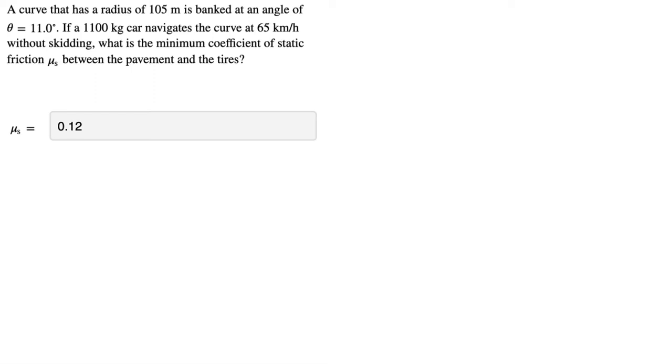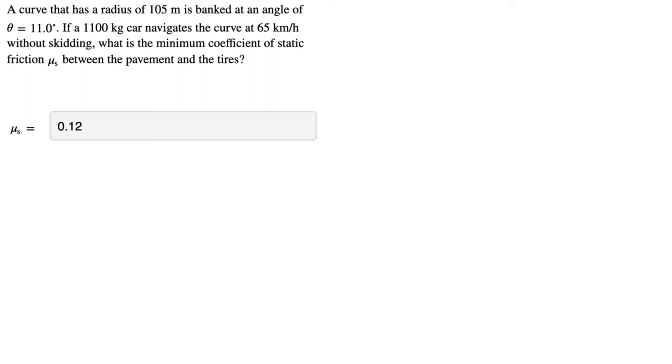A curve that has a radius of 105 meters is banked at an angle of theta equals 11.0 degrees. If an 1100 kilogram car navigates the curve at 65 kilometers per hour without skidding, what is the minimum coefficient of static friction, μs, between the pavement and the tires?